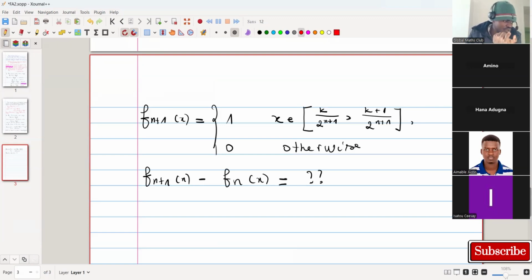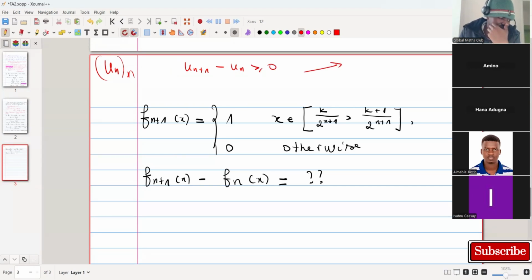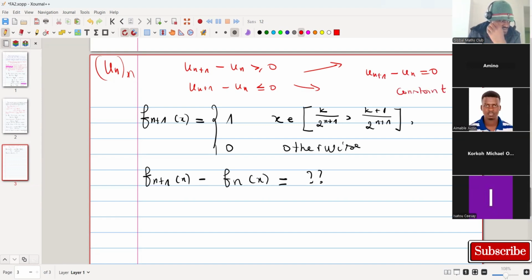In high school, we were computing, when you have a sequence un like this, if un plus 1 minus un is greater than 0, you are going to see that the sequence increases. If un plus 1 minus un is less than 0, you are going to see that the sequence decreases. If un plus 1 minus un is equal to 0, you have a constant sequence. Is there a question? No, okay.